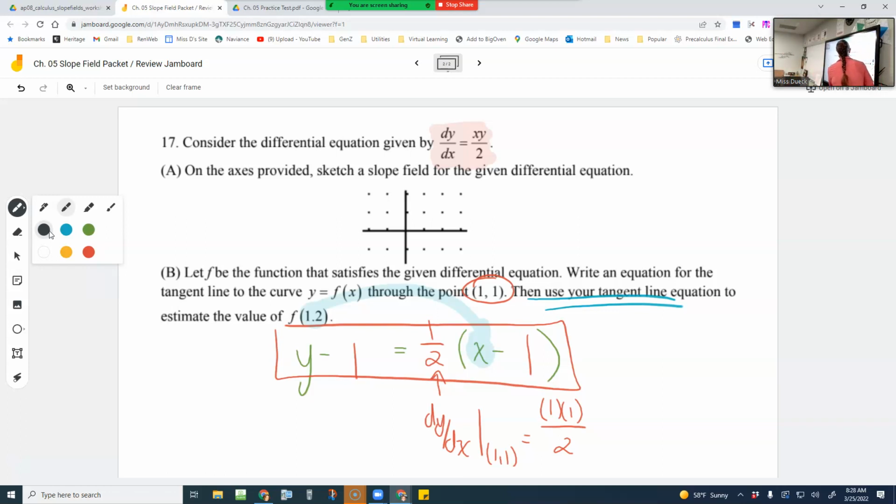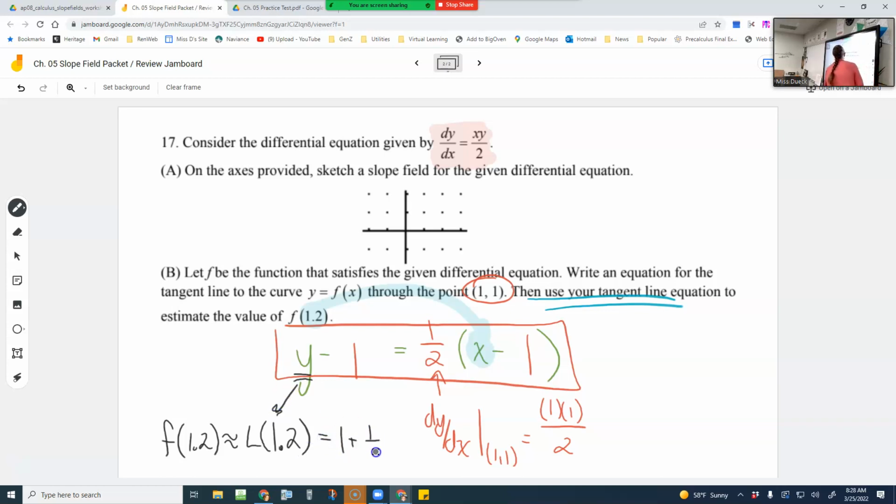But we figured out that if we get the y by itself, we can say f of x is approximately the local linearization, which is the same thing as the y. So all I have to do is just add the 1 to the other side and plug in. Technically, you could box it and be done. So we just add the 1, we have the 1/2, but the 1.2 gets plugged in, and that's going to be my approximation.